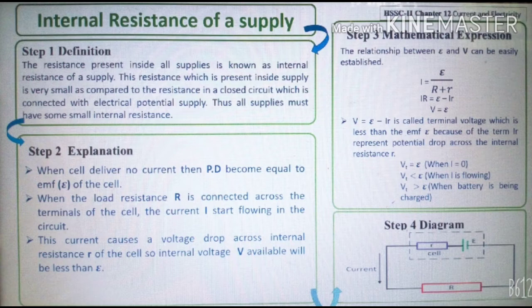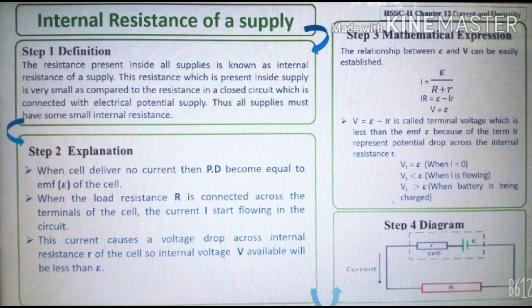So here in this definition, the resistance which is present inside a supply is very small as compared to the resistance in a closed circuit. It means internal resistance is very small as compared to the external resistance in a closed circuit which is connected with the electrical potential supply. Thus, all supplies must have some small internal resistances. This statement describes the resistance present inside all electrical potential sources which we use in our daily life, in our daily electronic circuits or in electrical circuits.